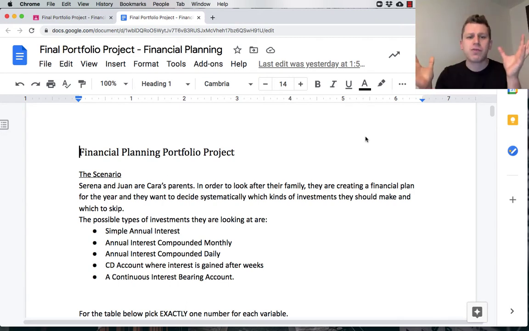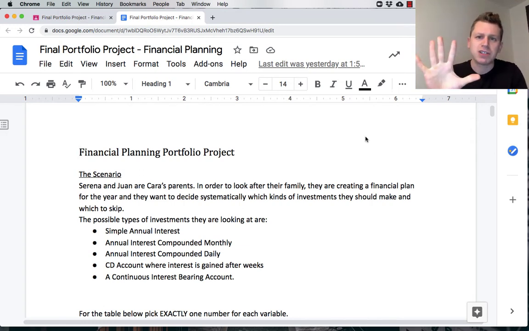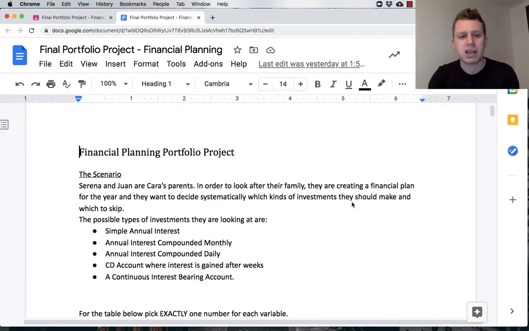So an overview of the project is we have Serena and Juan. They're making investments and they want to pick different scenarios that they should invest in. We're looking at 5 different options here: simple interest, where you get your interest annually at the end of the year, compounded monthly, compounded daily, a CD account where the interest is gained after a certain number of weeks, and a continuous interest-bearing account.